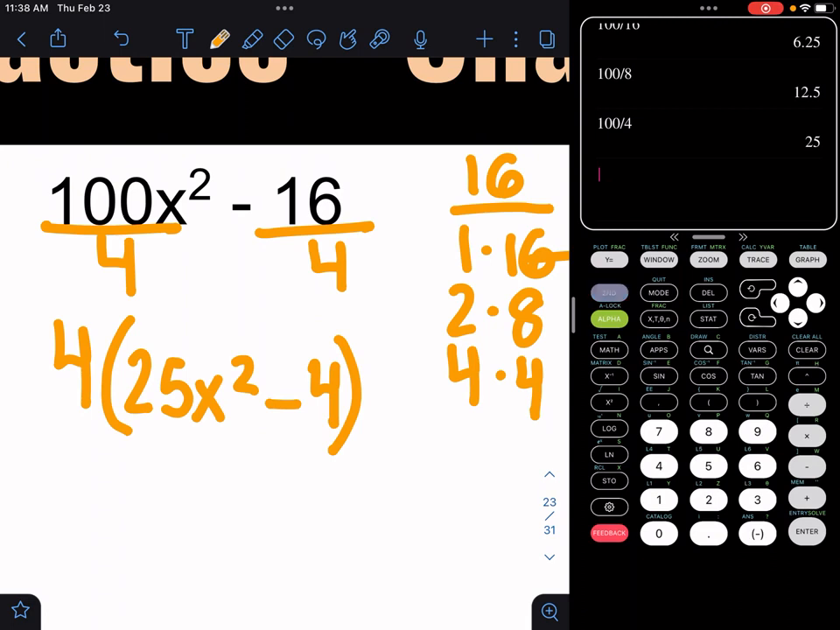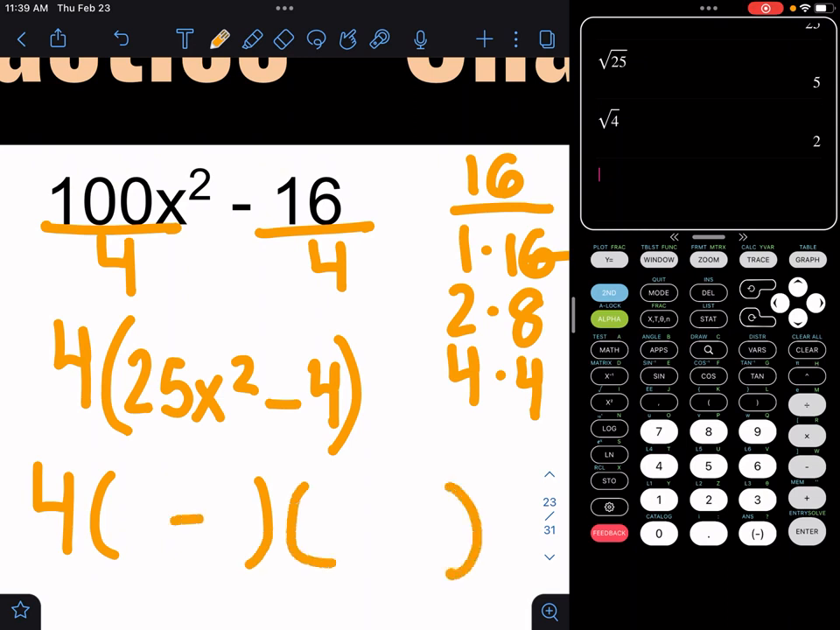Now, let's make sure this is still a difference of perfect squares. Is 25 a perfect square? Yes. And is 4 a perfect square? Yes. All right. So we're going to have two different sets of parentheses. One with a minus, one with a plus. The square root of 25 is 5. And then the square root of x squared is just x. And the square root of 4 is 2 and 2.